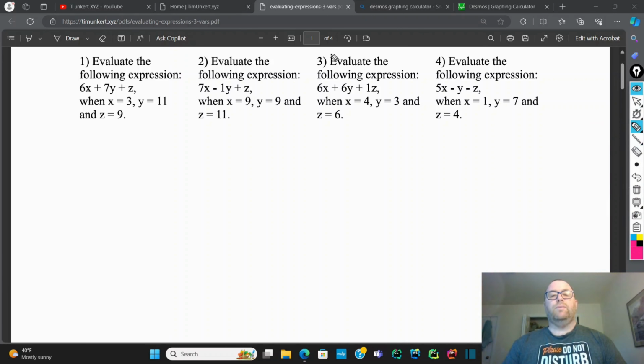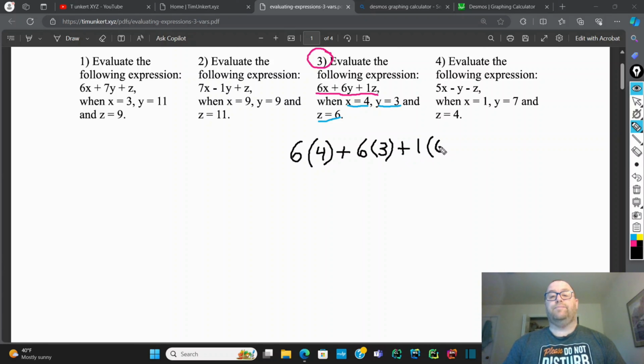We're going to do number 3 here. So we're going to evaluate the algebraic expression 6x plus 6y plus 1z. And we've got x equals 4, y equals 3, z equals 6. So we've got to plug those values in. So we're going to do 6 times 4 plus 6 times 3 plus 1 times 6. Okay, so we can go across and do our multiplication first.